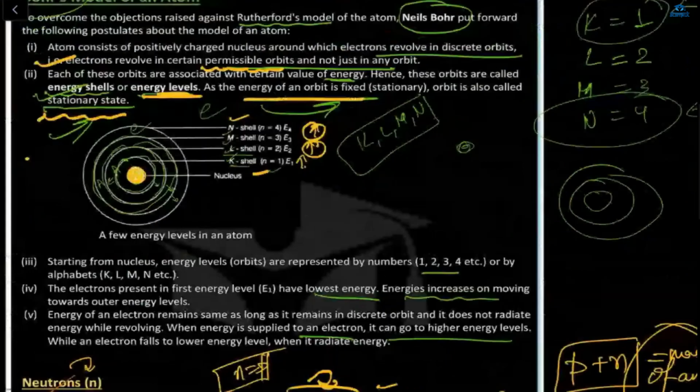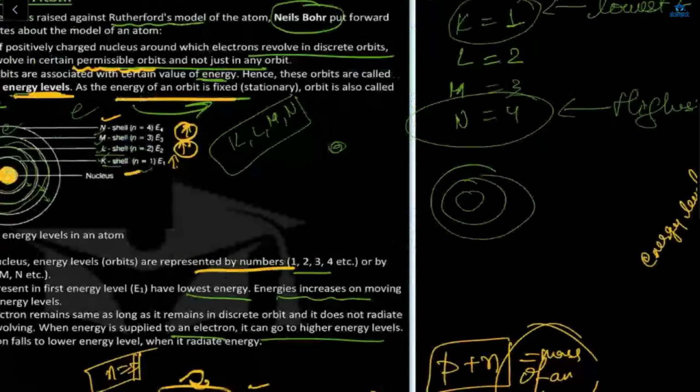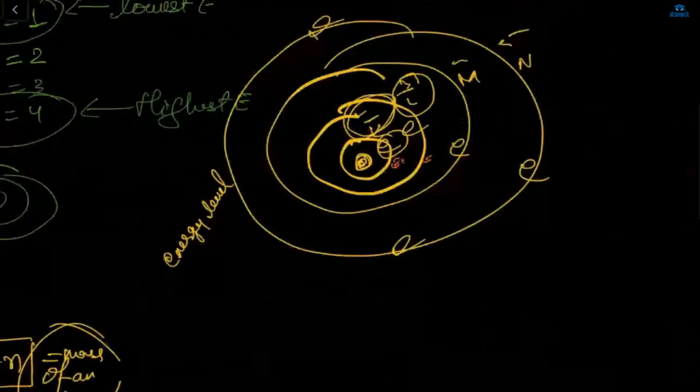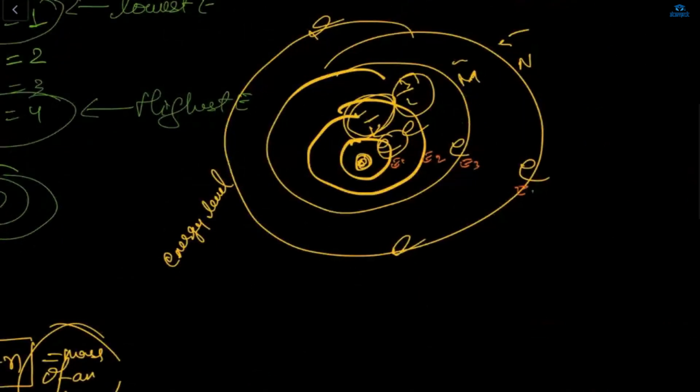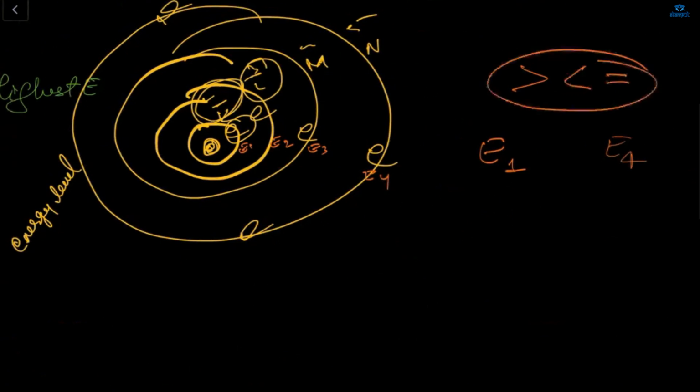Starting from the nucleus, what will happen? Your representation is like this: 1, 2, 3, 4, or alphabetically K, L, M, N, numerically 1, 2, 3, 4. The electrons present in the first energy level, this is my E1, this is my E2, E3, E4. Now you will tell me, E1 is greater or equal to E4, meaning this arrow, this or this one. Which symbol should I choose here? First one, second one, or third one?